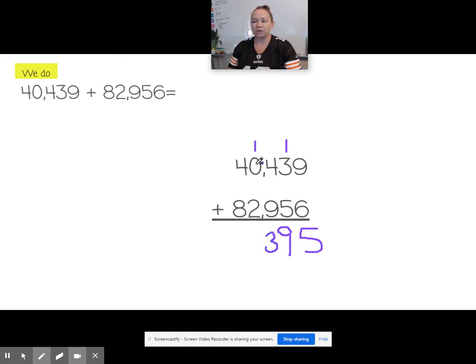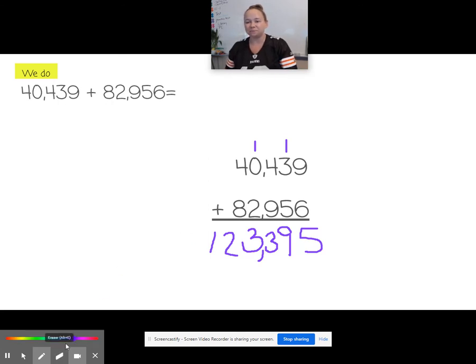1 plus 0 is 1, plus 2 is 3. And 4 plus 8 is 12. Good. So 1, 2, 3, comma, 1, 2, 3. Oh, I don't need to put a comma here because there's not another number on the other side. How'd you do?